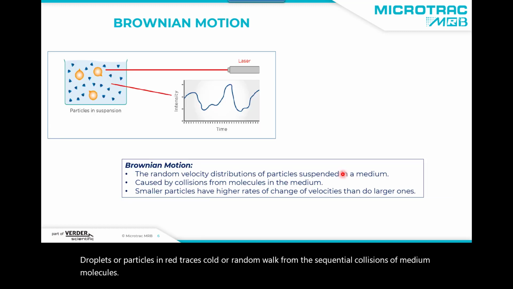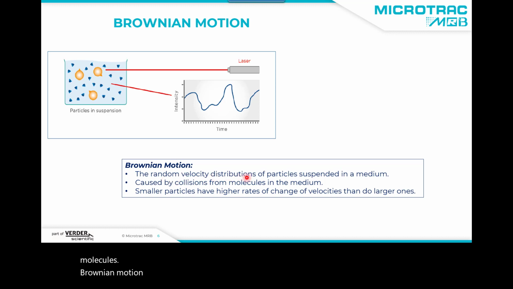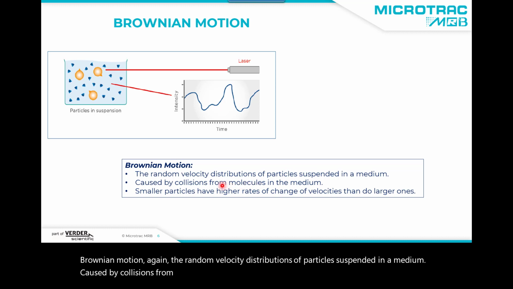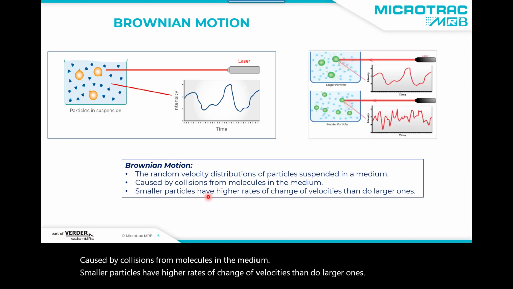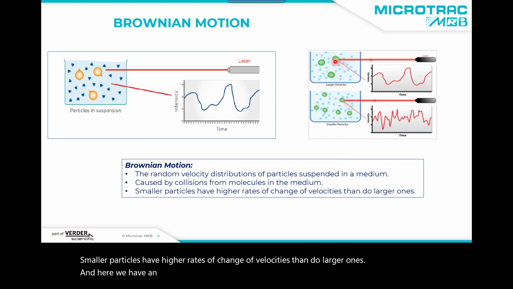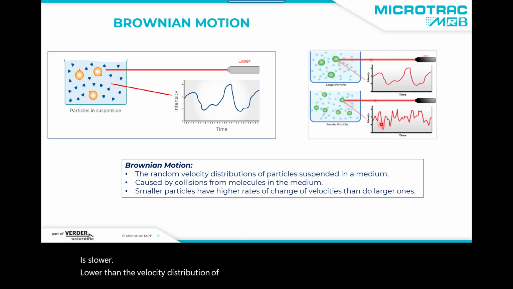Brownian motion again, the random velocity distributions of particles suspended in a medium caused by collisions from molecules in the medium. Smaller particles have higher rates of change of velocities than do larger ones. And here we have an example of larger particles and smaller particles, and the velocity distribution of the larger particles is lower than the velocity distribution of the smaller particles.